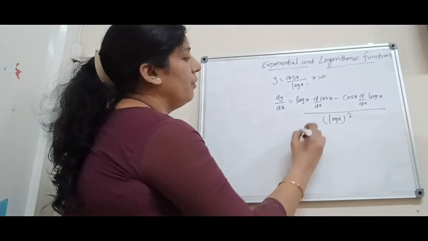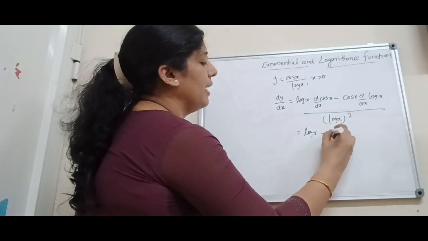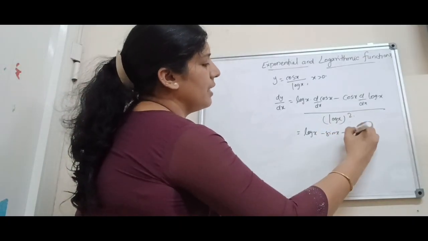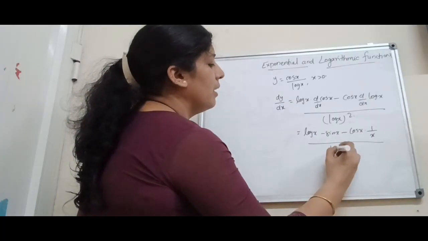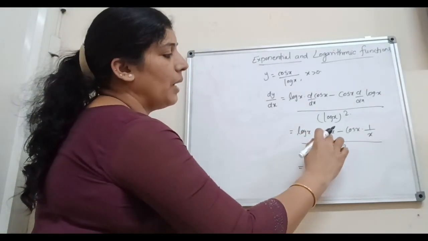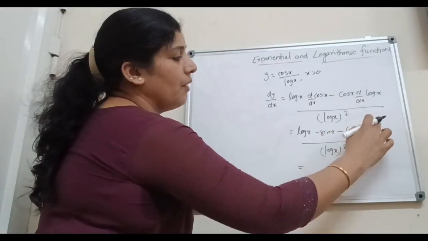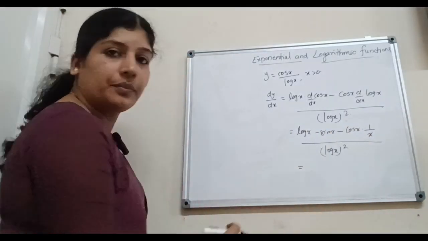That is equal to log x into d by dx of cos x, which is minus sin x, then minus cos x into d by dx of log x, which is 1 by x, divided by log x whole square. Now here, log x into minus sin x minus cos x into 1 by x. Here x is on the denominator, therefore multiplying the numerator by x.